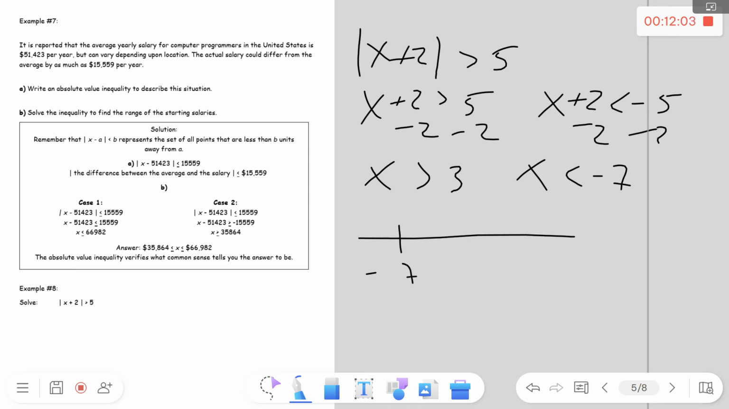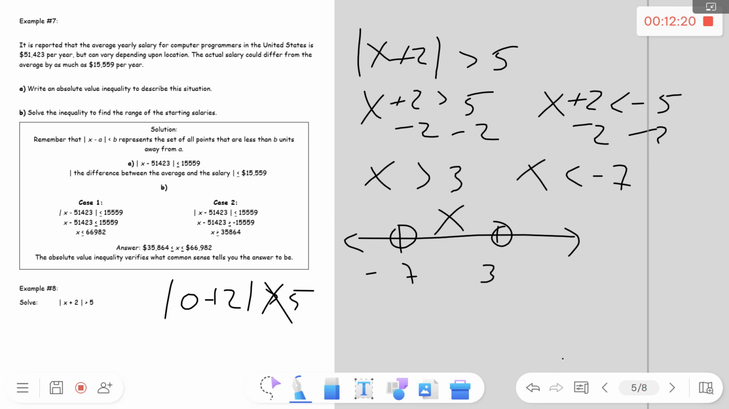Here's negative 7. Here's 3. These are open circles. Pick a number between negative 7 and 3. Yes, we're going to pick 0. Obviously, 0 is the right number to pick. 0 plus 2, is that going to be greater than 5? The answer is no, so I don't want this.